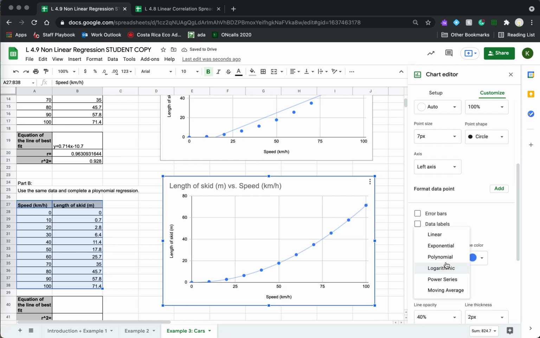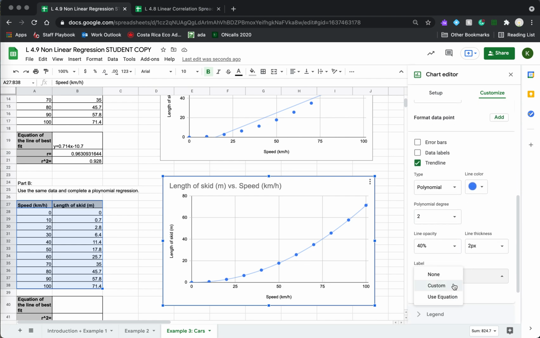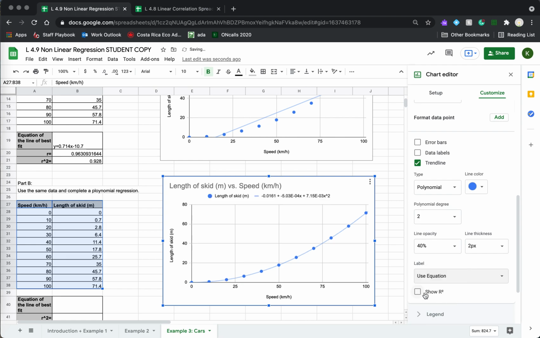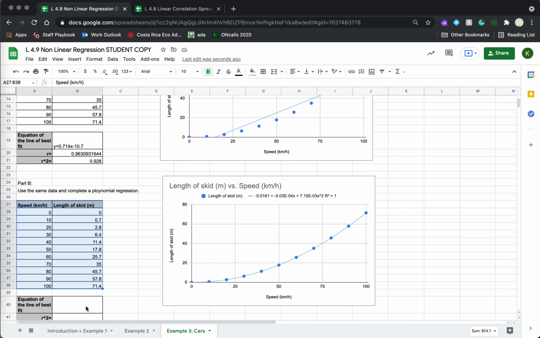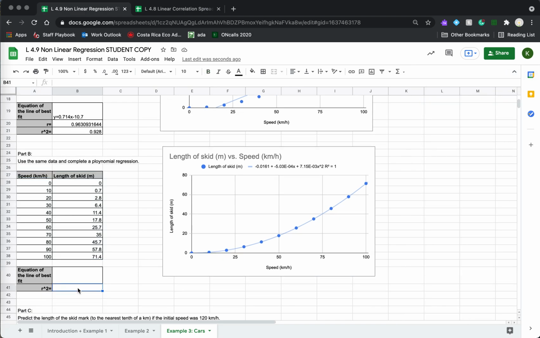That fits awesome. You can also try a few different ones to see which one is best. Polynomial definitely fits perfectly. If we look at that, it's almost exactly correct. That's a huge difference. Again, let's label with our equation and show our r squared. And if we look at our r squared, we have 1. That's a perfect r squared there.